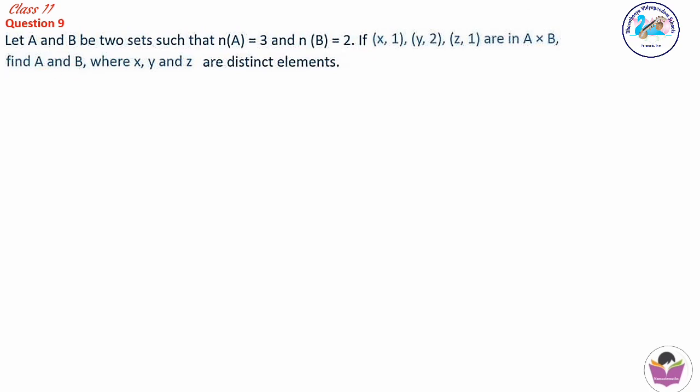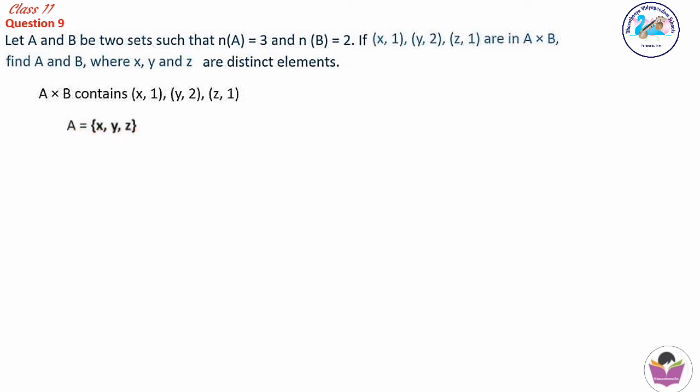Quite a simple question. So the A cross B elements are (x, 1), (y, 2), (z, 1), as mentioned. And as we know, A cross B means our first set is A, second set is B. When we write the ordered pair, the first element belongs to the first set and the second element belongs to the second set. By using these conditions we can write A and B. Set A has x, y and z, all the first elements. So A is equal to the set {x, y, z}.